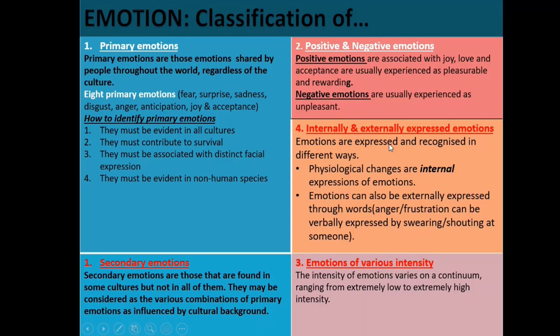Physiological changes are the internal expression of emotion. Physiological is a physical aspect. Internally, for example, when you are sad or something angers you, what happens to your body? Blood pressure goes high. Your breathing rate goes high. Remember, when you're fighting, your breathing rate becomes much quicker.